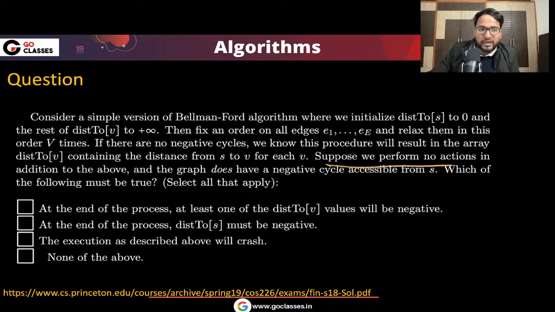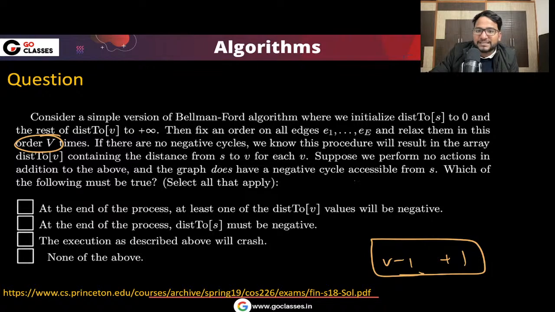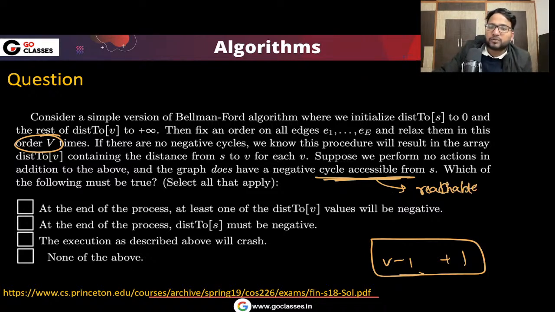Suppose we perform no actions in addition to the above, and the graph does have a negative cycle accessible from S. Which of the following must be true? So now they are saying there is a negative cycle, and we are doing it V times, which means V minus 1 times and one more time. And there is a negative cycle reachable from S. Then which of the following is true?